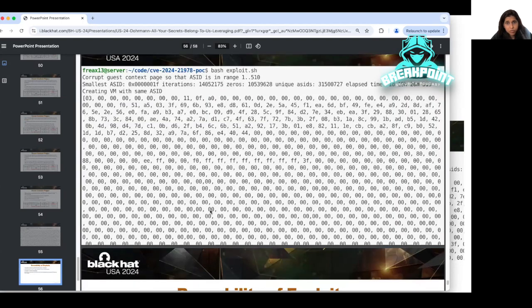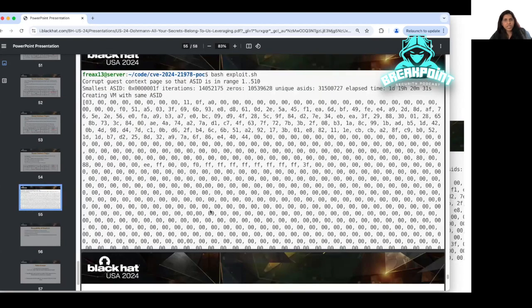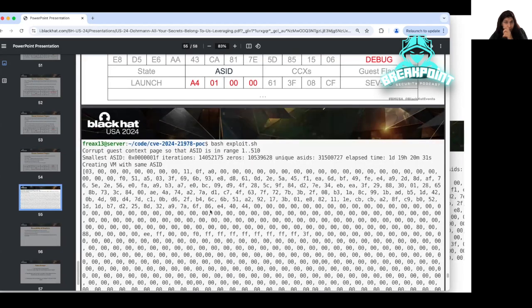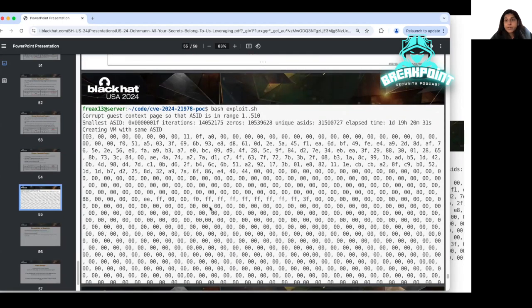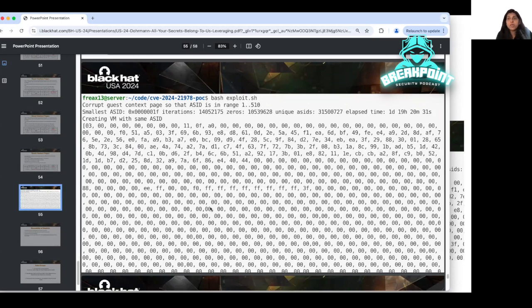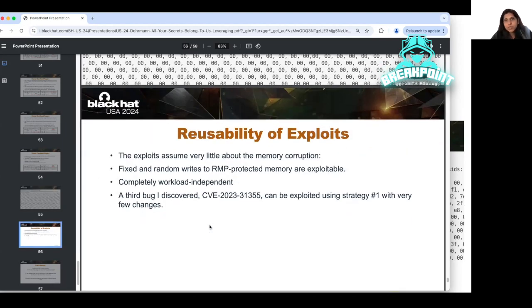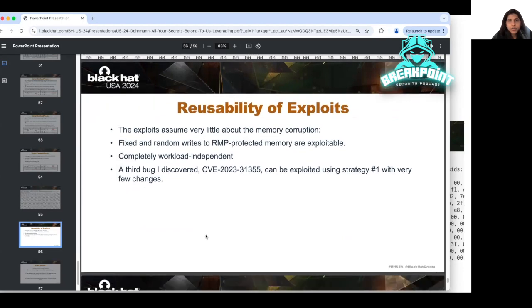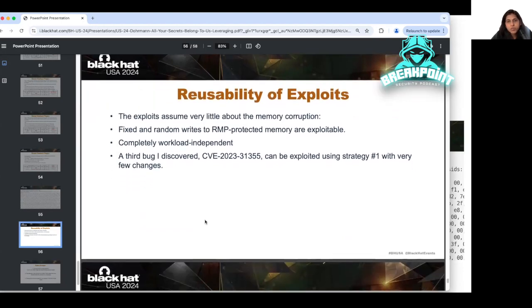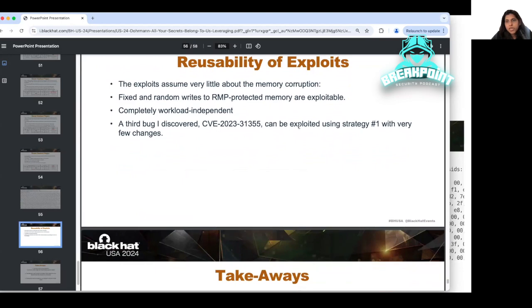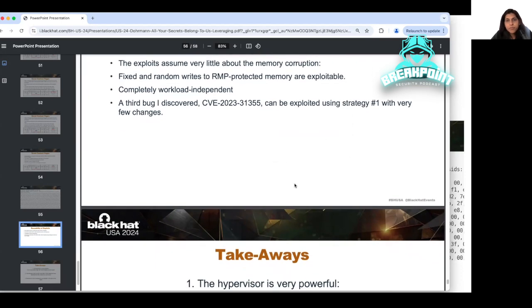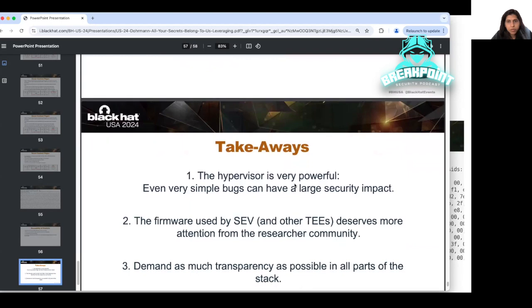Now coming down to the exploit. So this is where the exploit, and you will get a certain level of privilege if it is a privilege escalation bug or whatever it is. So the post exploitation bit you can talk about a little bit as well. That will actually, why? Because that will show the impact of the exploit. The reusability of the exploits, and a third bug that I discovered can be exploited using strategy 1, so on and so forth. So of course they have explored this enough. So that adds to the weightage of the paper.